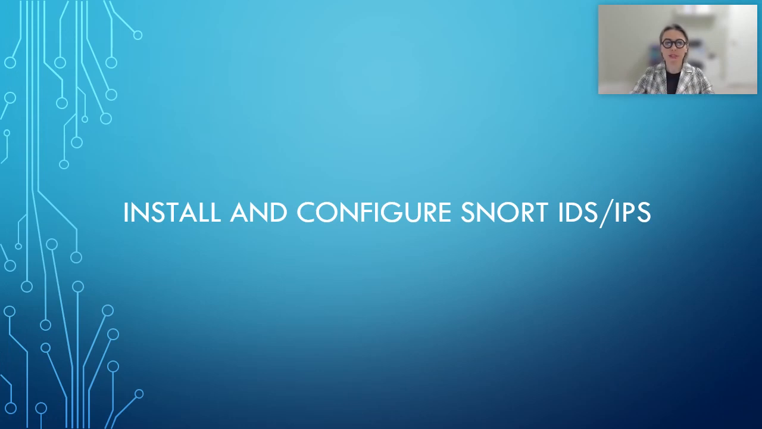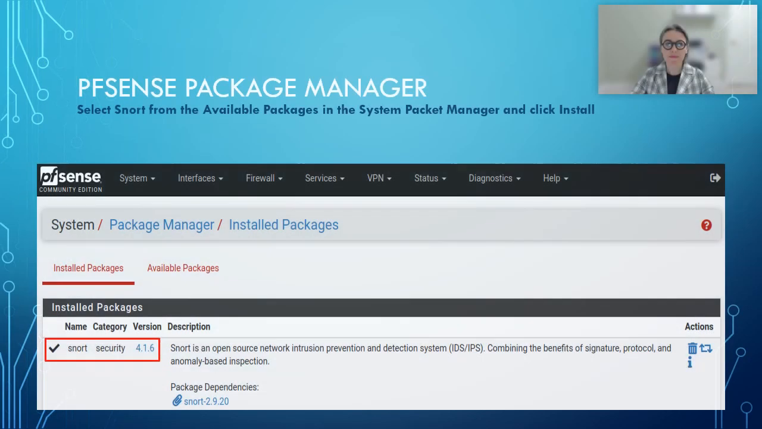Now it is time to install and configure Snort. To install Snort, we selected Package Manager from the System drop-down. From there, we selected Available Packages and scrolled down to Snort. Click on the Install button to the right of the Snort package, which installs it to pfSense. Once the installation process is complete, Snort will be available under the Services drop-down.